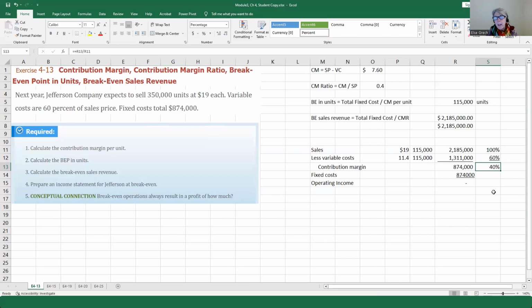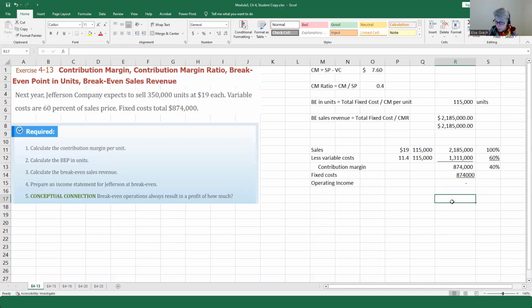So that means I can use this. If they tell me that the contribution margin is 40%, I can calculate the variable cost as being 60% because I know this relationship between sales, variable costs, and the contribution margin. So it's really, really important you understand that.